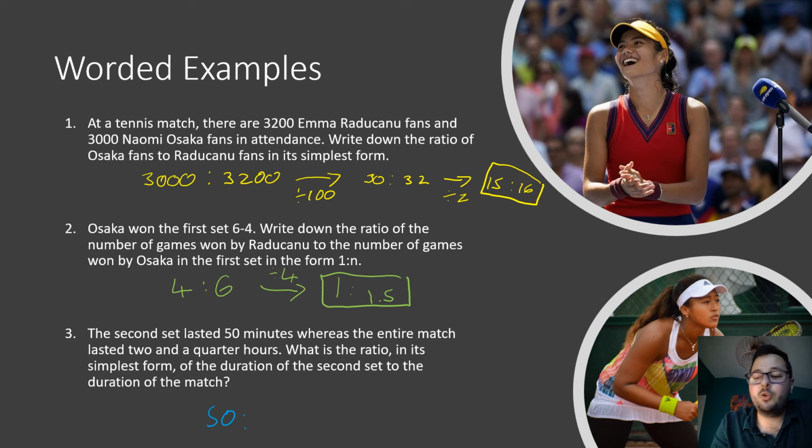to 2¼ hours. Well, 1 hour is 60 minutes, 2 hours is 120, add a quarter of an hour, that's 15 minutes, added to 220 is 235. Okay, and then we just want that in its simplest form. If we divide by 5, we're going to get 10 and 47, I believe. And that is our answer.